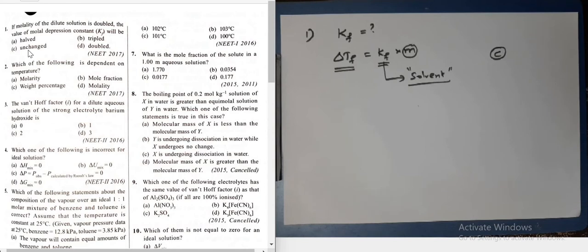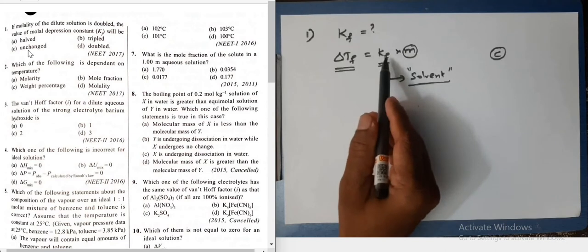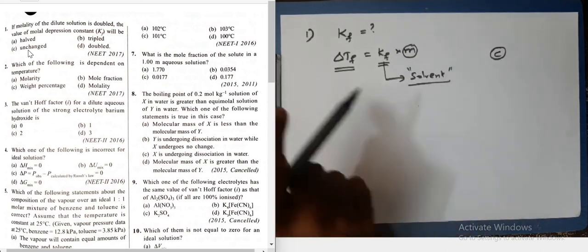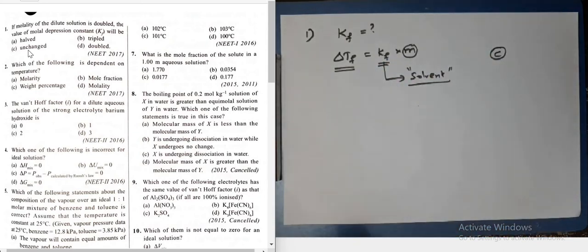Is this clear, students? Any doubt here? For question number 1, the correct option is C. Delta Tf will change, not Kf. Kf is a proportionality constant, and that constant depends on your solvent. You are increasing the molality of the solution, you are not changing the solvent. Therefore the Kf value remains the same.